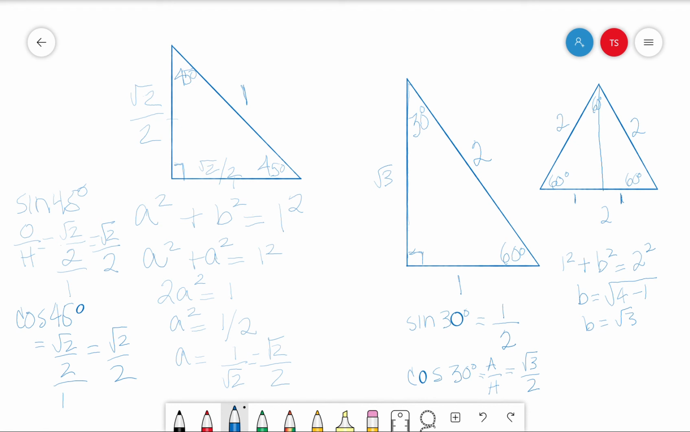And then if I look at the sine of 60 degrees, now 60 degrees is my angle down here, so the opposite side is going to be the square root of 3 over the hypotenuse, square root of 3 over 2. And the cosine of 60 degrees will be equal to the adjacent side, 1 over the hypotenuse, 2.